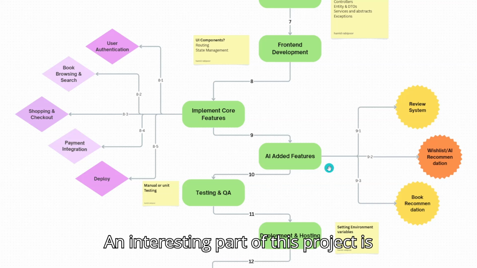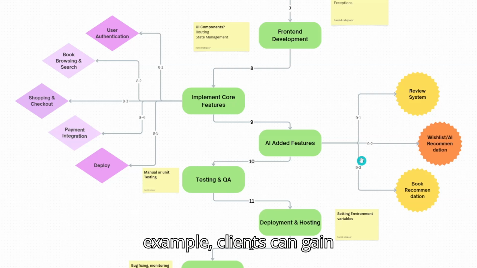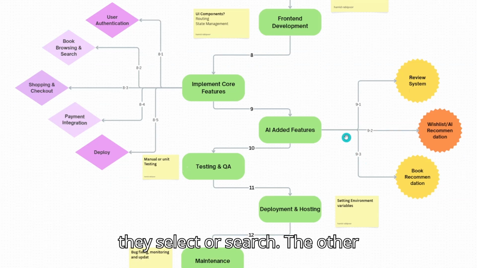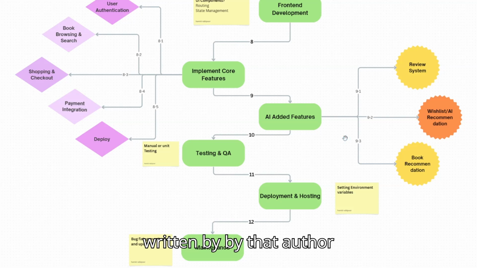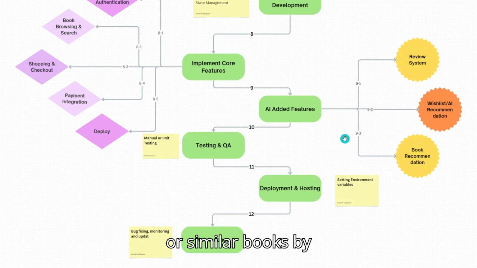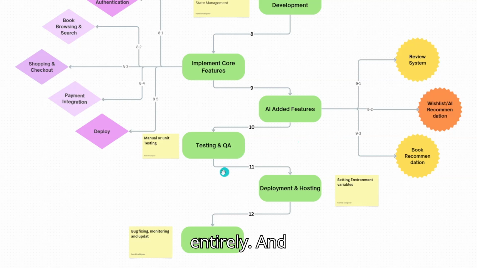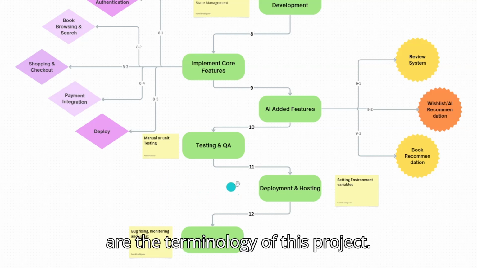An interesting part of this project is AI and its performance. For example, clients can gain from AI recommendations about the book they select or search. The author name, for example, other books written by that author, or similar books by others within a prompt. Testing components or the application entirely, debugging, and deployment are the terminology of this project.